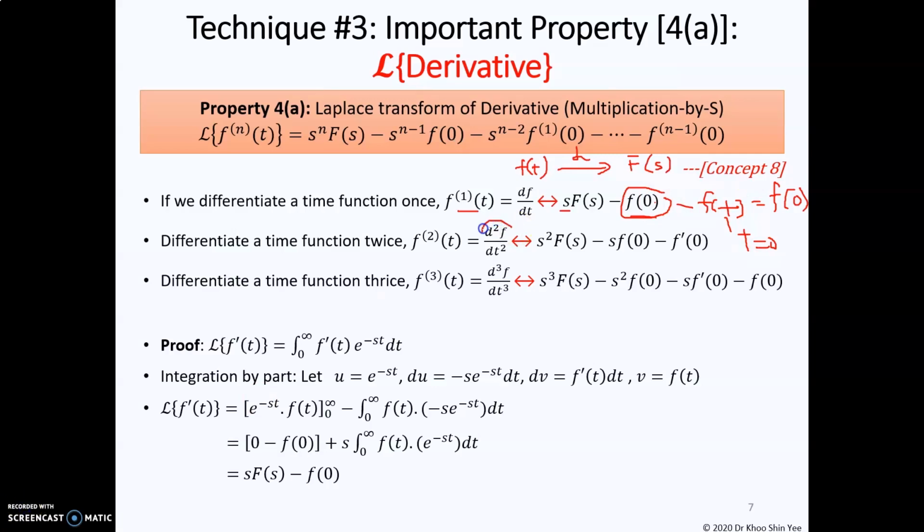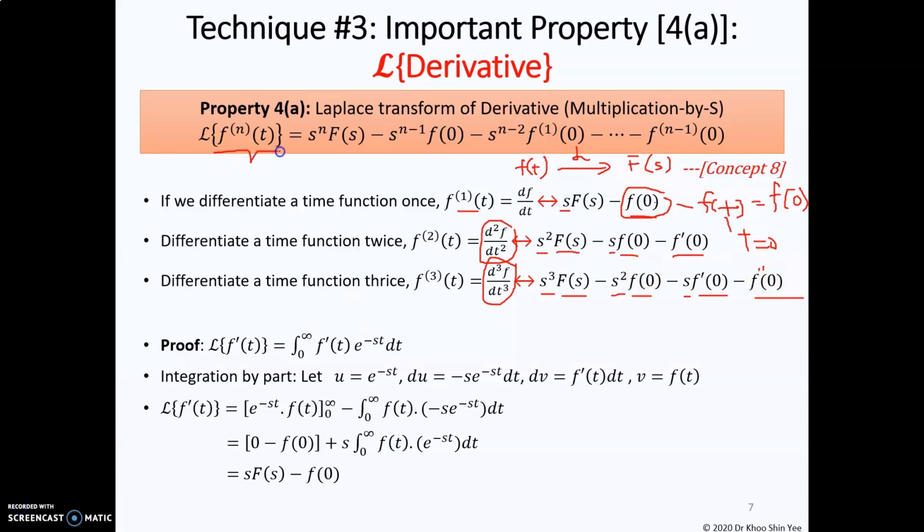So if you have the second derivative of f, then you have s squared F(s) minus s f(0) minus f prime (0). So capital F(s), small letter f(0) is the initial condition, and this is also an initial condition, which is f prime (0). For the third derivative, you have s to the power of 3, power of 2, power of 1, power of 0, which is 1. And then you have capital F(s), and then initial condition f(0), initial condition f prime (0), and there's a double prime f(0), so please correct this.